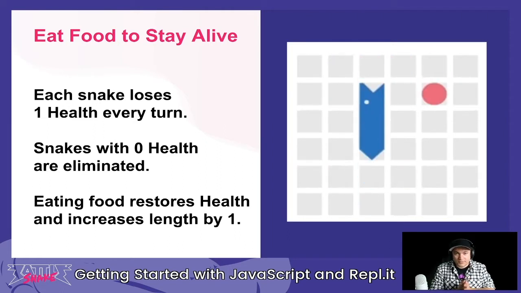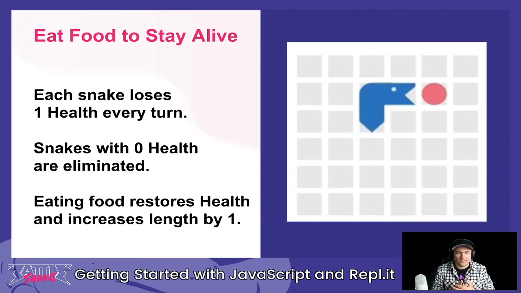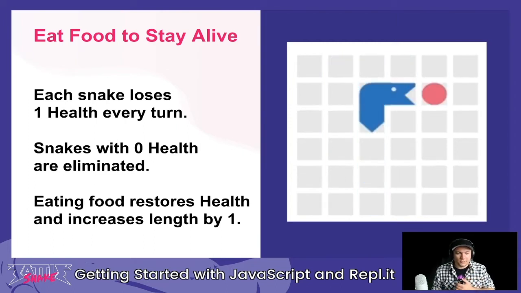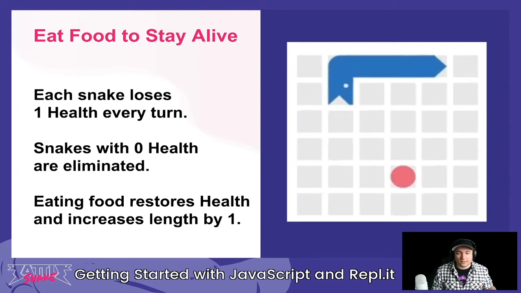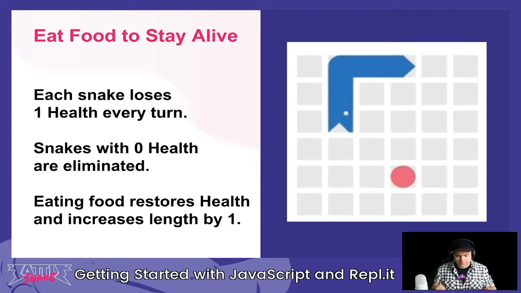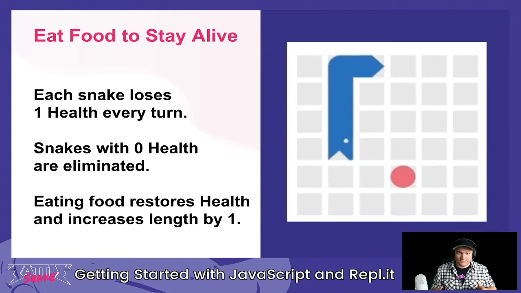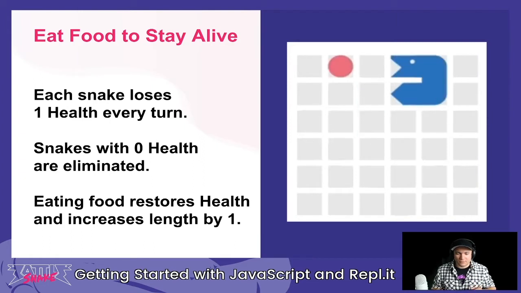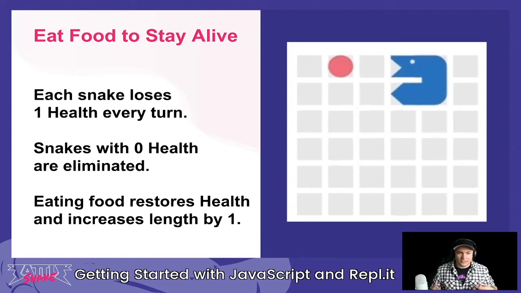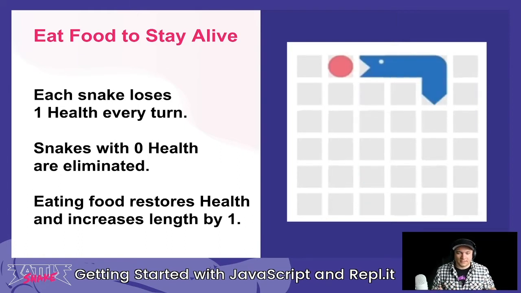To prevent this from happening, every time that your Battlesnake collides head on with one of these red discs, these food pieces, you're going to be restored to full health, but also your snake's going to get 1 unit longer. So this means that it's going to be more difficult for you to maneuver around the board. It's going to be more difficult for other snakes to maneuver around you, and eventually you're going to take up so much space that someone's going to have to get eliminated.